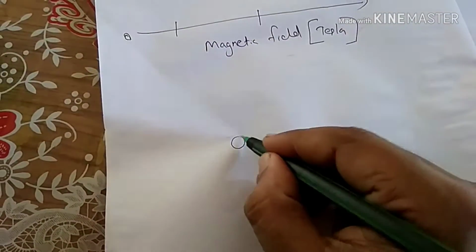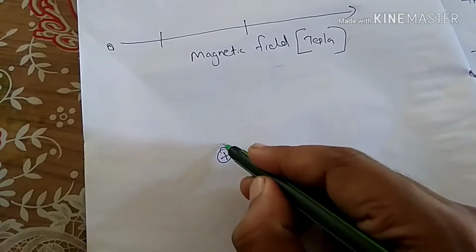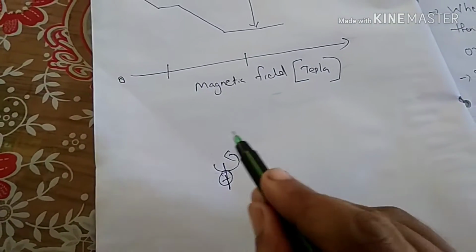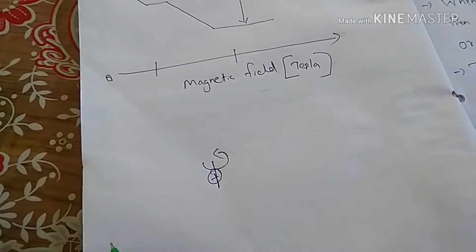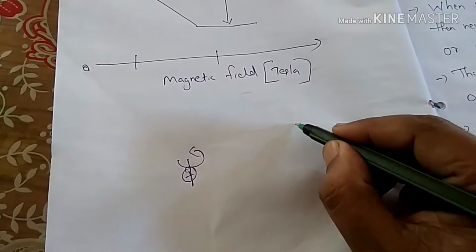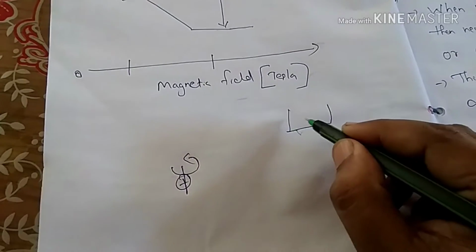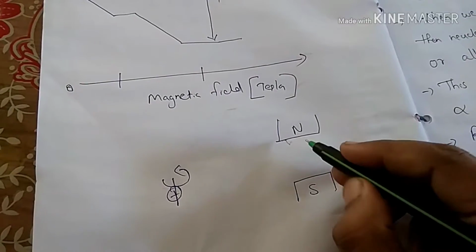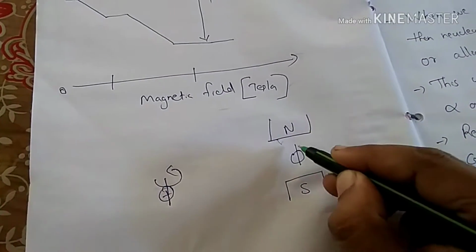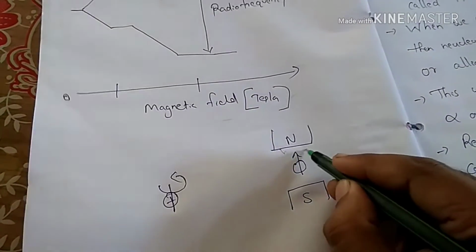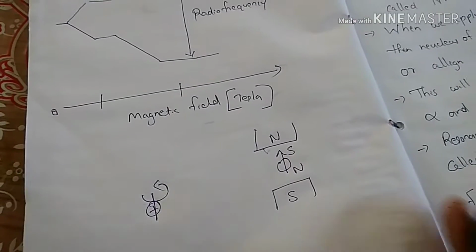Why is it like that? Because atoms have a nucleus, and the nucleus has protons. A proton in the nucleus will spin along its own axis. If a charged species is spinning along its own axis, it will act as a magnet. If you keep a magnet inside another magnet, it will try to align according to this magnetic field. If you think of north to south, here it will be south, and here it will be north.